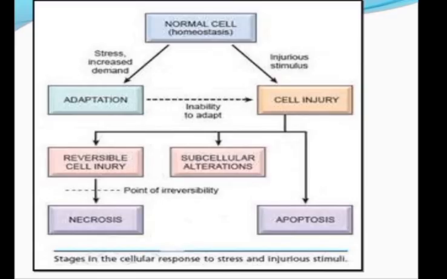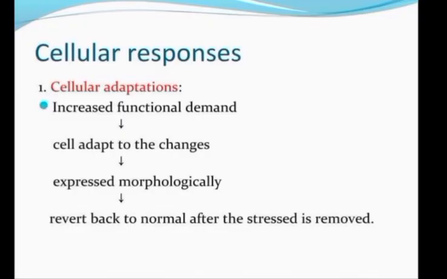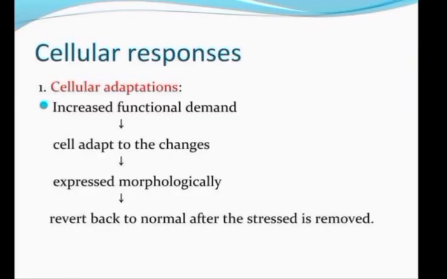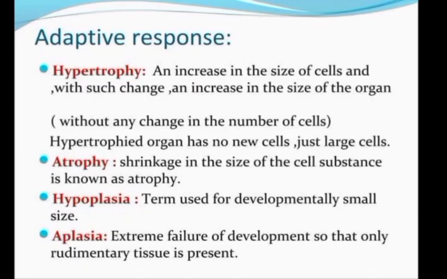Now, let's see about cellular adaptation. In cellular adaptation, increased functional demand makes the cell adapt to the changes, expressed morphologically. For example, in pregnancy, the uterus will enlarge and change its structure and function. After the baby is born, it goes back to normal. This is a normal example of cellular adaptation.